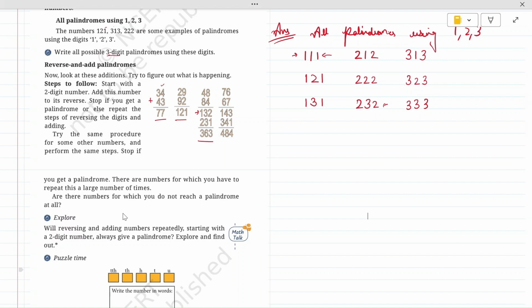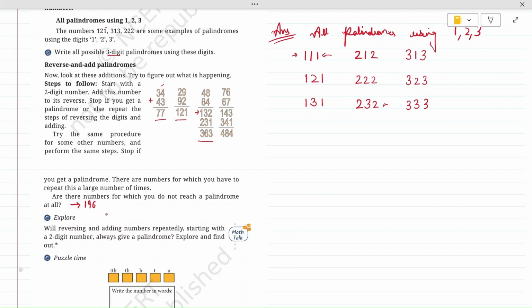This answer is given to us in the book itself: yes, there are certain numbers, like 196, which is one of the numbers for which we are not getting a palindrome, no matter how many times we add. Now, the question given to us is, will reversing and adding the numbers repeatedly, starting with a 2-digit number, always give a palindrome? Explore and find out why.